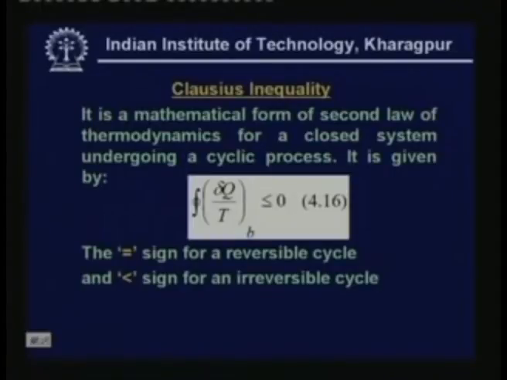Now, what is ∂Q? ∂Q is the heat transfer rate at the boundary. The subscript B stands for the boundary. That means heat interaction is taking place near the boundary, and T is the temperature at which heat transfer is taking place. So, the Clausius inequality says that if you integrate this quantity ∂Q/T over the boundary for the entire cycle, its value will always be less than or equal to 0.